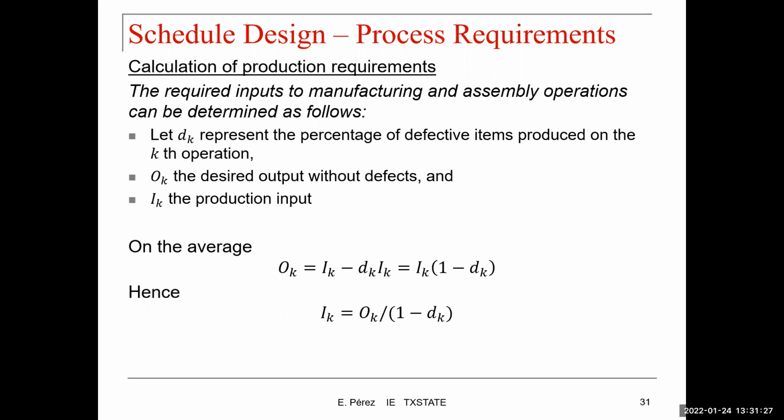So today we're gonna talk about the first phase, which is the calculation of production requirements. And this looks at the required inputs to manufacturing and assembly operations. And those can be computed or determined as follows. We're gonna have a D_k that is gonna represent the percentage of defective items produced on the kth operation. So if you have 3 stations, how many defectives are you expecting in each one of these stations? So k is gonna represent the station. k equals 1 is station 1, k equals 2, station 2, and so on. So we're gonna have a defective rate associated with each one of these stations.